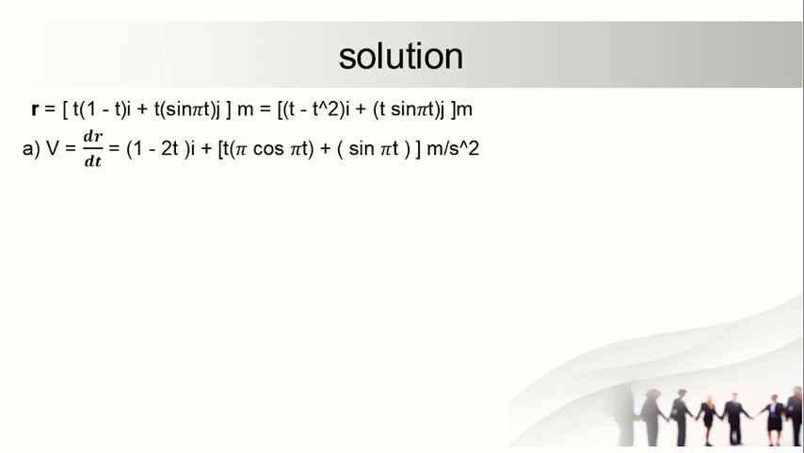Before that, let us first of all have the velocity. What will be the velocity now? Because the a part says calculate the momentum of P. So the velocity, we know, will be equal to dr/dt. So we differentiate r with respect to t. If you differentiate this r correctly, you are going to get (1 − 2t)i + (tπ cos(πt) + sin(πt))j, in meters per second. Okay, this square is an error, I think. Thank you, sorry. Yes, meters per second.